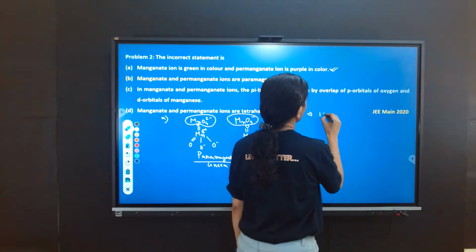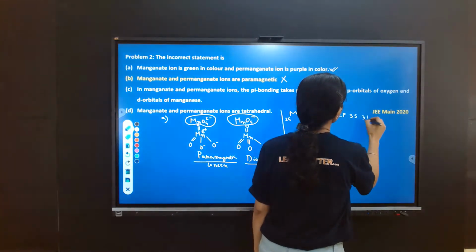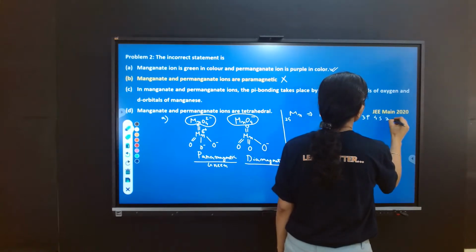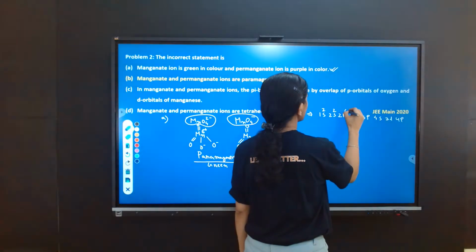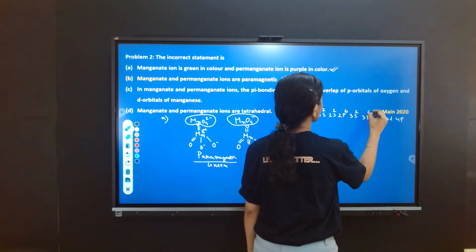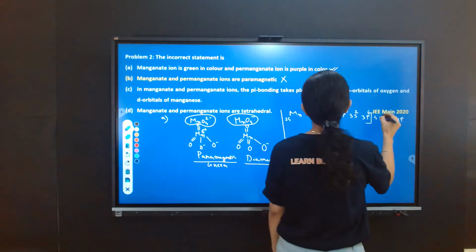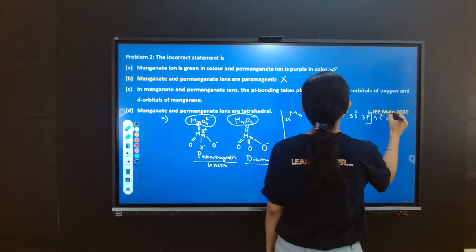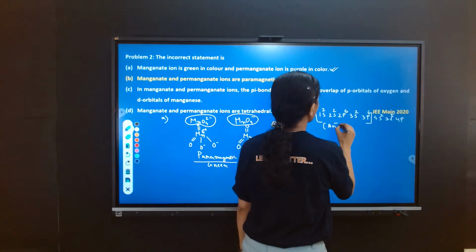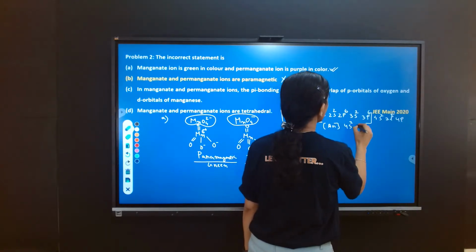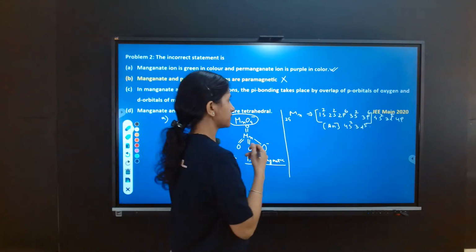So 1s, 2s, 2p, 3s, 3p, 4s, 3d. So 1s2, 2s2, 2p6, 3s2, 3p6. This is for argon, 18, and we have 4s2 and 3d5. So argon 4s2 3d5 is the electronic configuration of manganese.